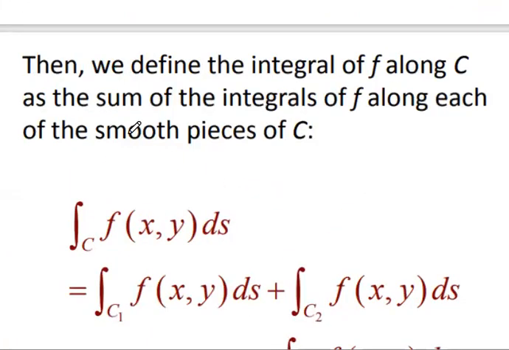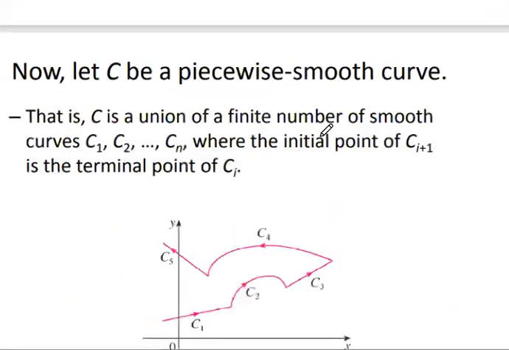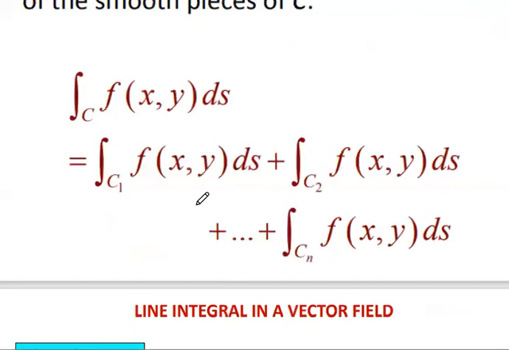If you have a piecewise smooth path, how do you find the line integral of f over that path? You can find it bit by bit. First compute the line integral of this bit, then you find this bit, and finally you add them all together, then you get the line integral of f over a piecewise continuous path. Not only for smooth paths, you could compute the line integral over piecewise paths.